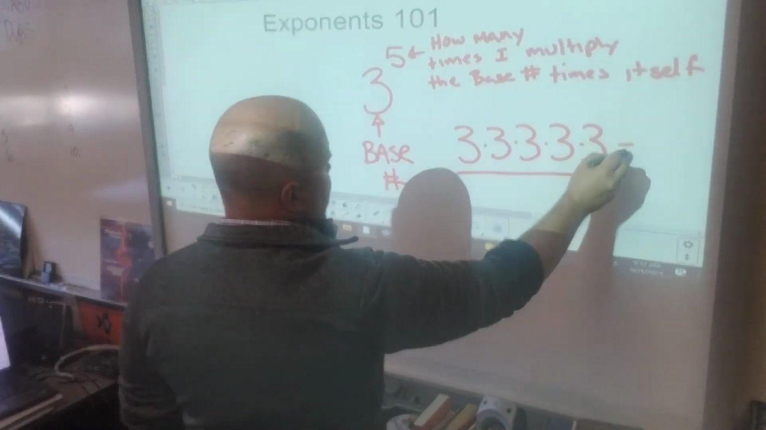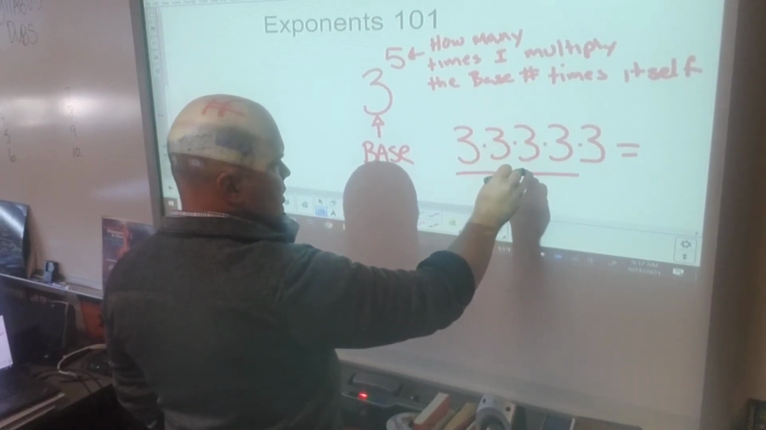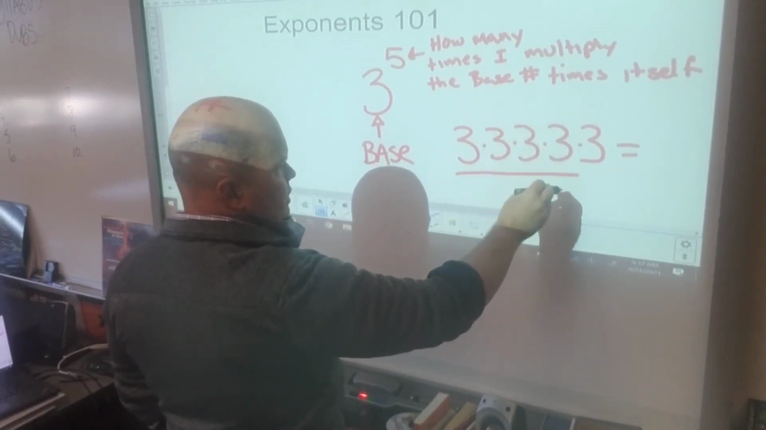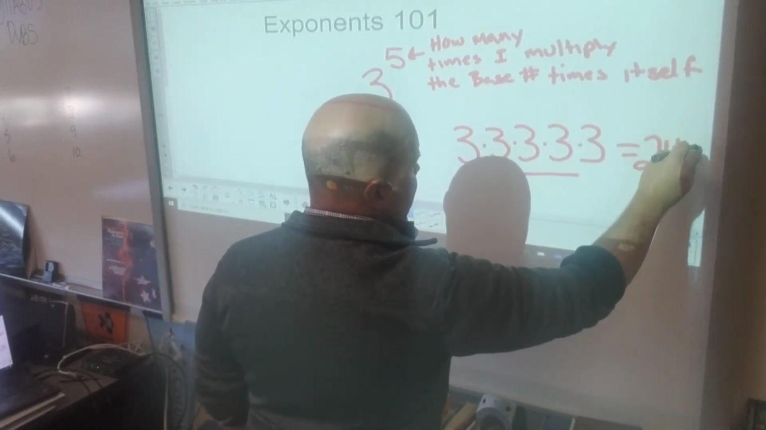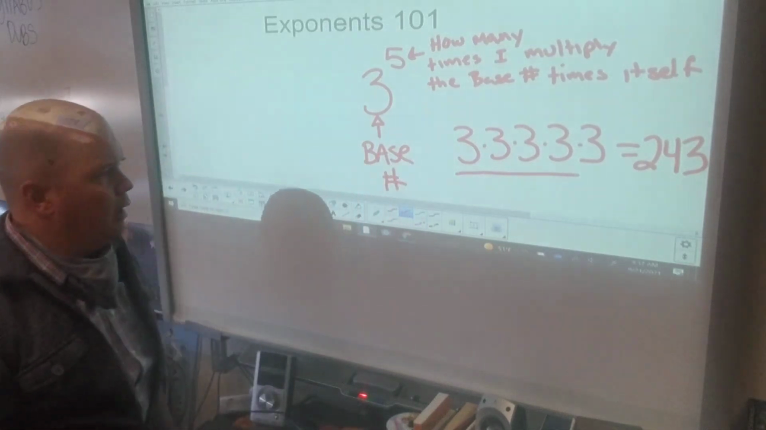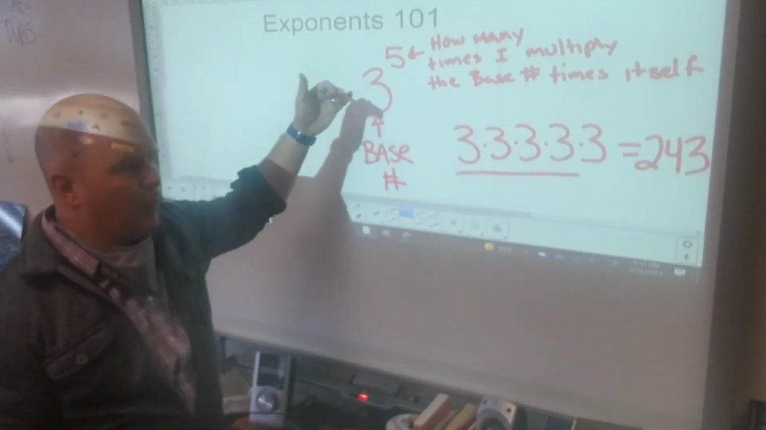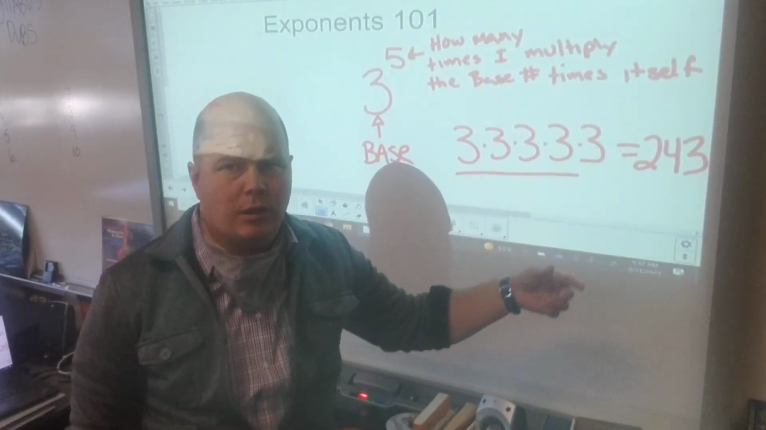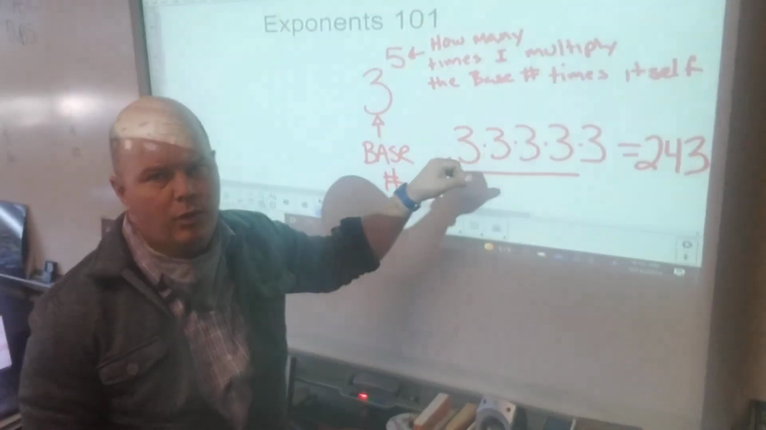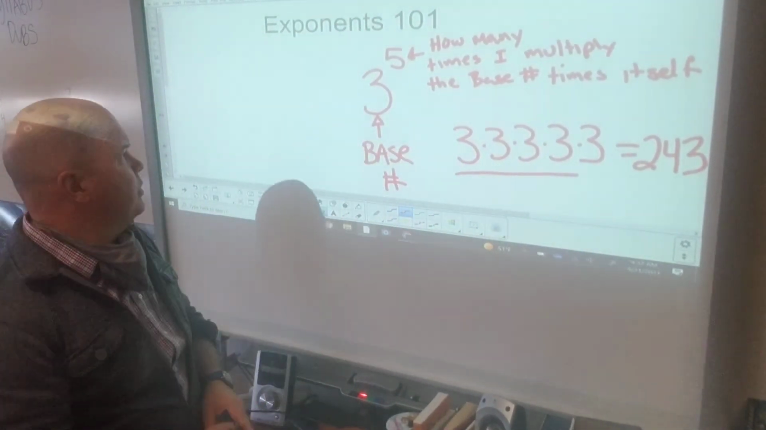And if I did this out, I'd have 3 times 3 is 9. 9 times 3 is 27. 27 times 3 is 81. 81 times 3 is 243. Okay? However, this expanded form or my exponential form is probably a better form for the equation than the actual answer. So we're really focusing this week on how do we expand or how do we take from expanded into exponential notation.